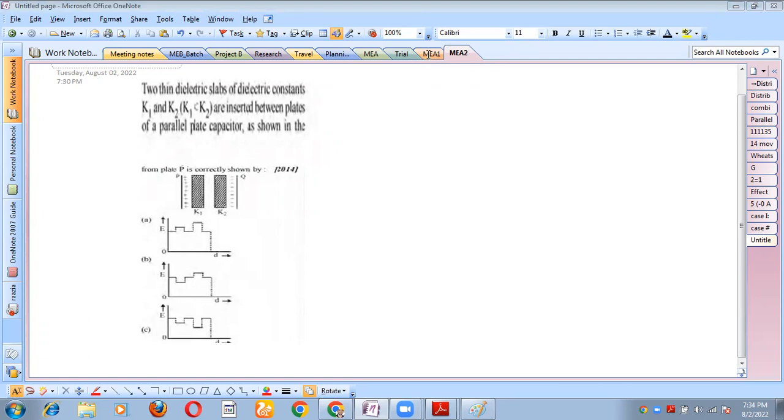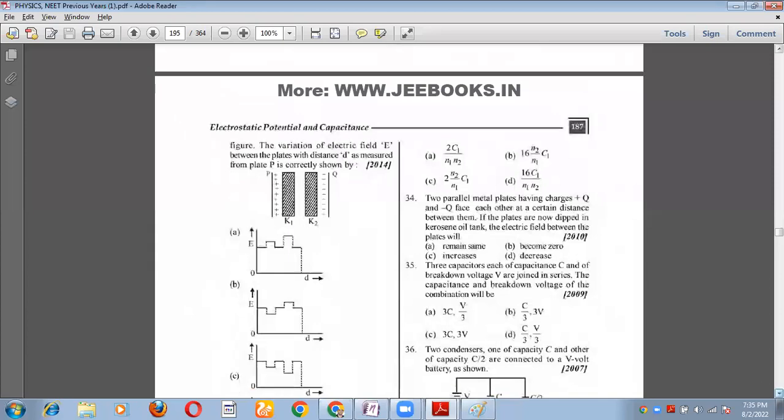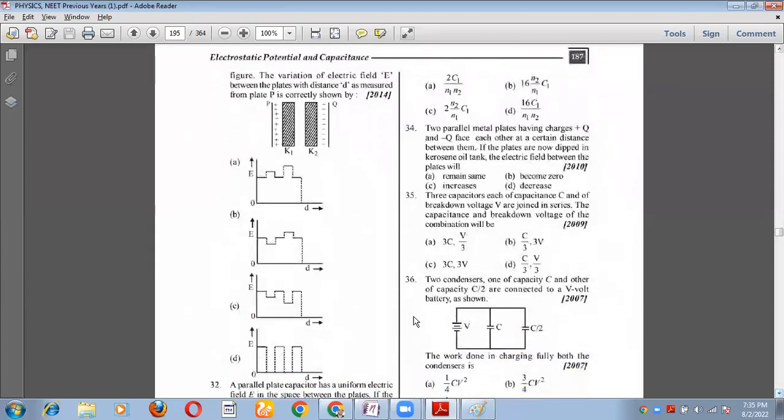Okay, let us see what will happen here. We have inserted the dielectric. We know that when we insert a dielectric, the electric field decreases. So now you see the options. Option D is not possible, because the electric field should decrease, right? Here the electric field remains constant, so D is not possible.